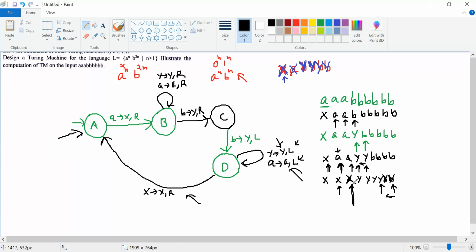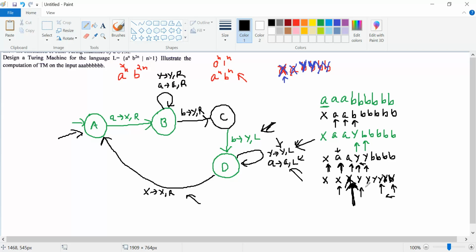So that's this X, right? When you keep moving left, that is here. That's this step. You're in D, and you keep moving left. You see all Y's, and then finally you see this X. Then you go to state A, and then you move right.